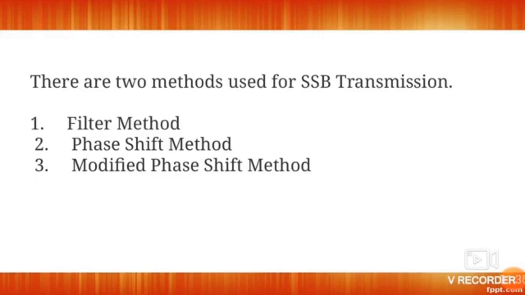Initially, amplitude modulation is classified into three types. One is the modulated signal with three terms: carrier, LSB and USB. Then the modulated signal with carrier suppressed is called double sideband suppressed carrier, and the modulated signal with carrier and any one of the sidebands suppressed is called single sideband suppressed carrier modulation. In SSB, we are going to learn about the methods of SSB transmission. The methods are the filter method, phase shift method and modified phase shift method.